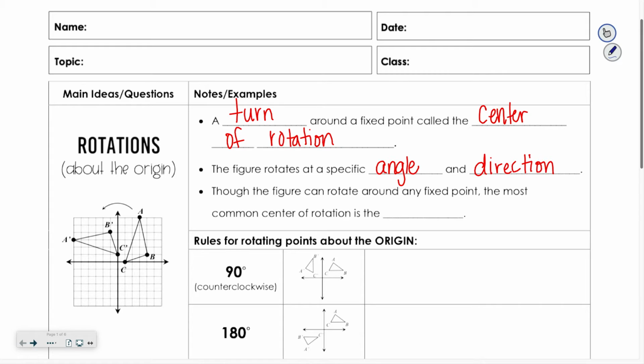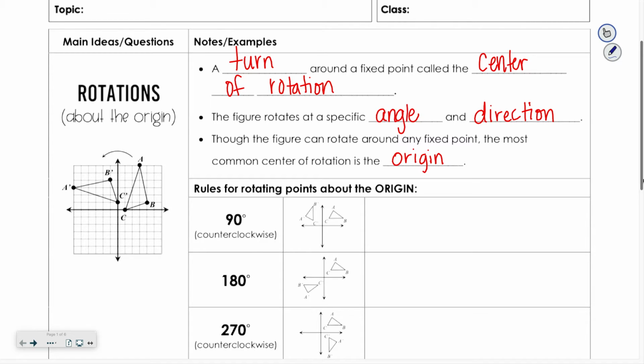Though the figure can rotate around any fixed point, which we'll get to in a minute, the most common center of rotation is the origin. These are the easy ones that you're going to have rules for. What's the origin again? The (0, 0). So if you look at this picture right here, I'm at the origin.